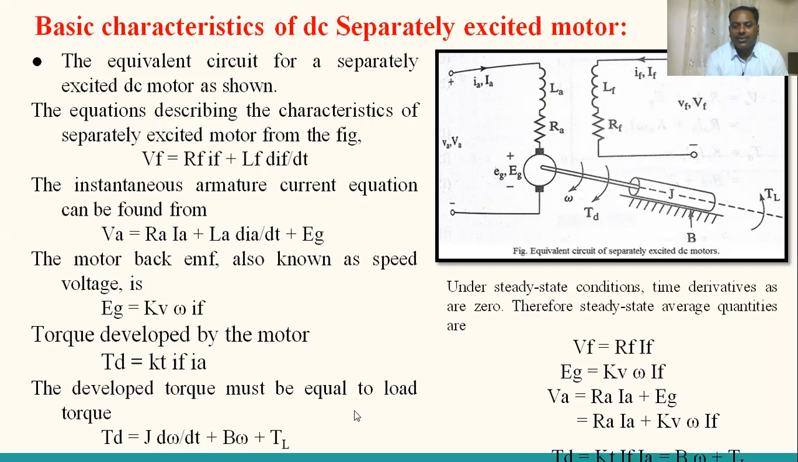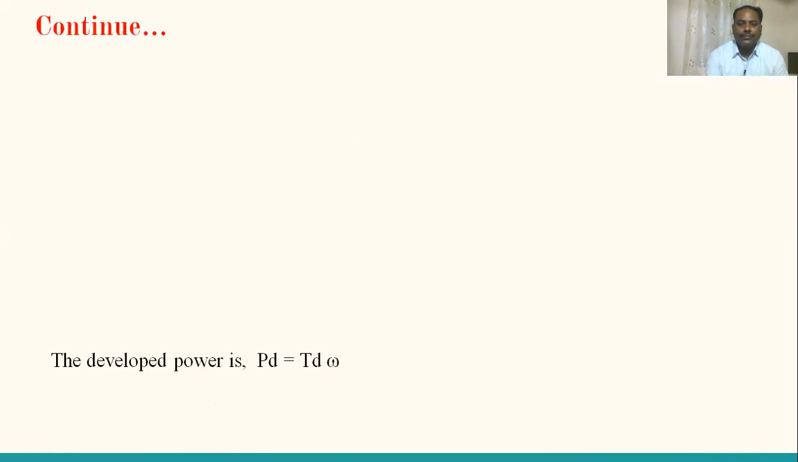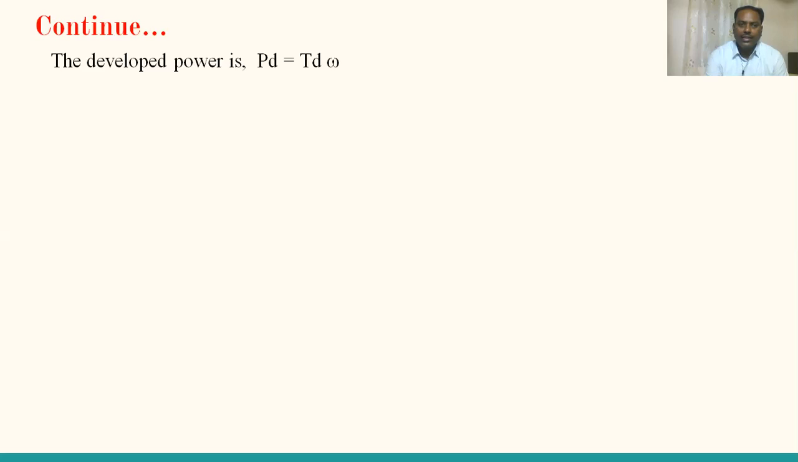And similarly, TD is equal to, after the dynamic torque has to be 0 because of the steady state condition, the time derivatives are 0. TD is equal to Bω plus TL, which is also equal to KT into IF into IA. The developed torque TD is KT into IA into IF. That can be expressed in terms of the power developed. Power developed is equal to TD into ω. So P is equal to T into ω. Here TD is the developed torque and ω is the angular velocity in radians per second.